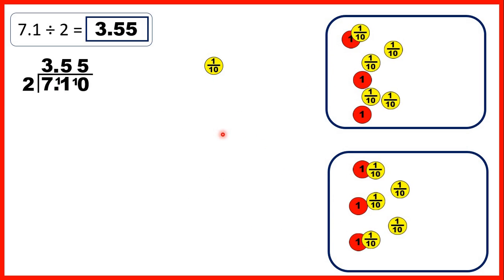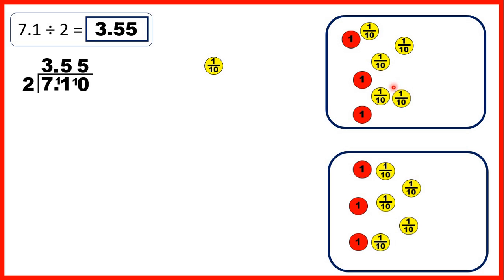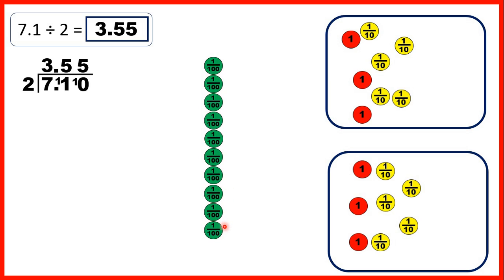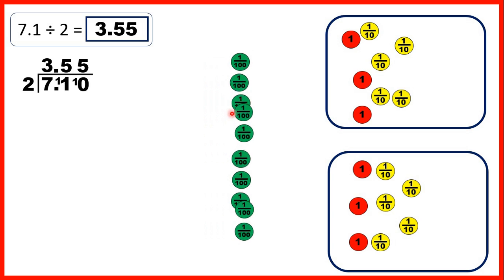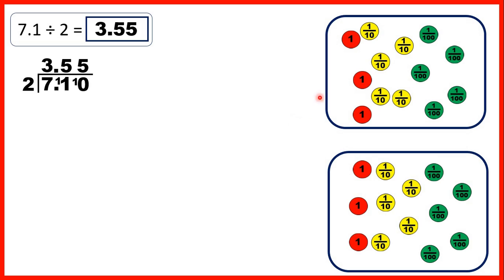When we share those out, we have 5 tenths in each group, so that's why there's a 5 in the tenths digit of our answer, but we wrote the remainder in front of a 0 in the hundredths digit to give us 10 hundredths, and that makes sense because 1 tenth is the same as 10 hundredths. So now we can share out those 10 hundredths to give us 5 hundredths in each group and nothing left to share out, so our answer is 3.55.